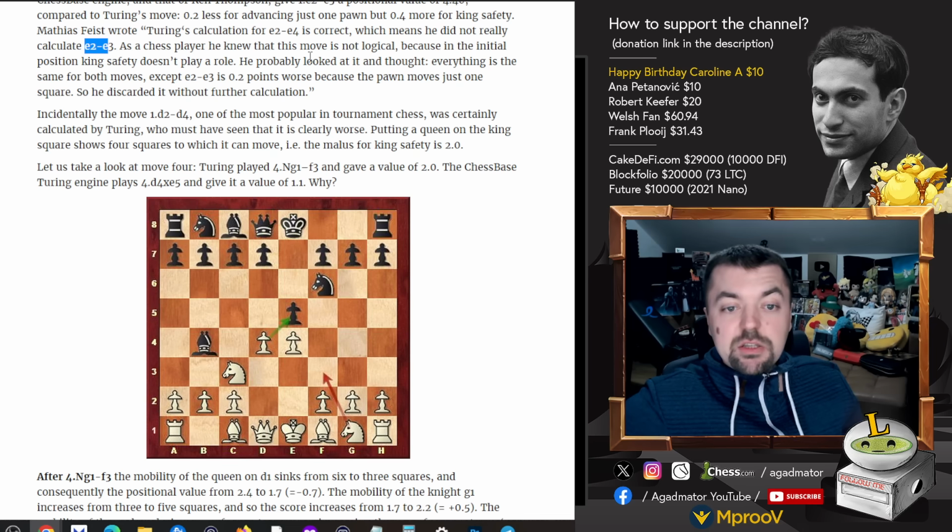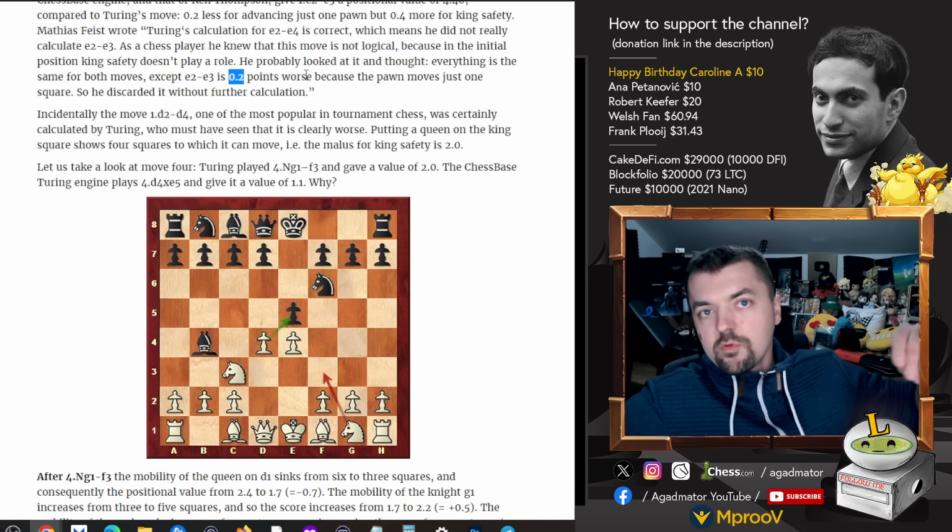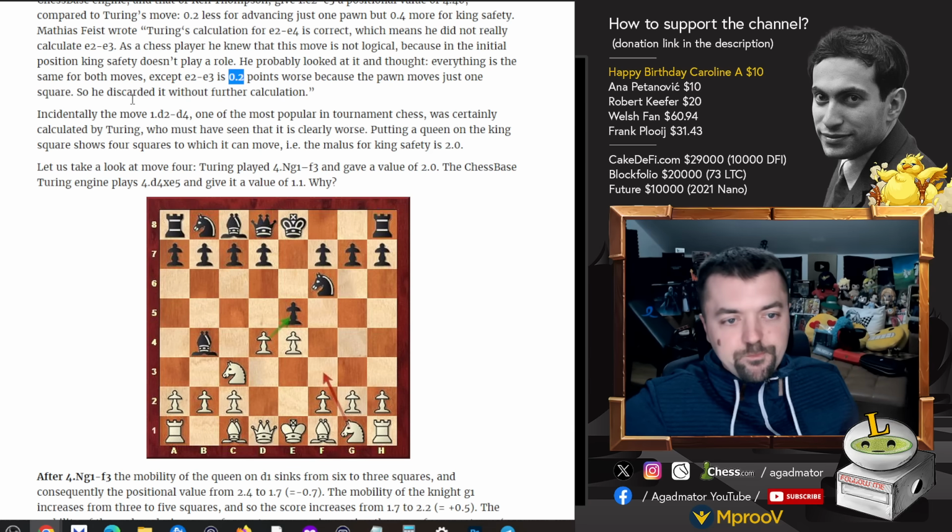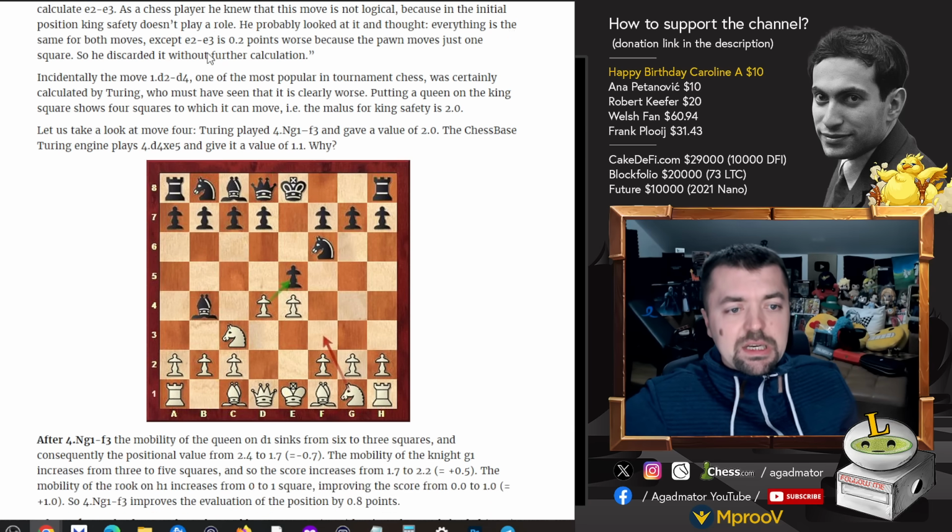As a chess player, he knew that this move is not logical because in the initial position, king safety doesn't play a role. He probably looked at it and thought everything is the same for both moves except the e2, e3 is 0.2 points worse because the pawn moves just one square, whereas if the pawn moves two squares, it gets, well, 0.2 times 2, that's 0.4. So he disregarded it without further calculation.